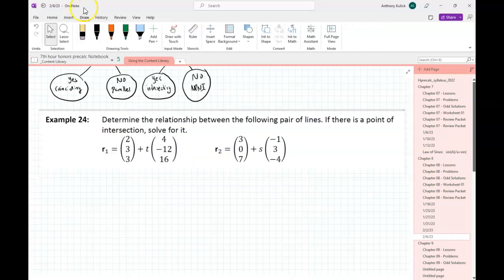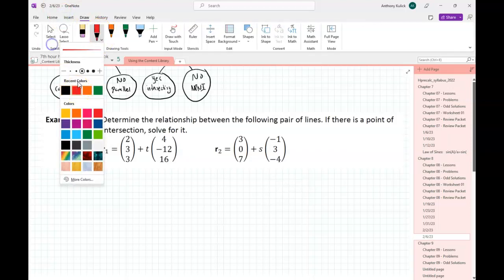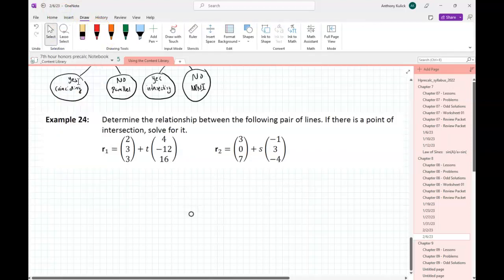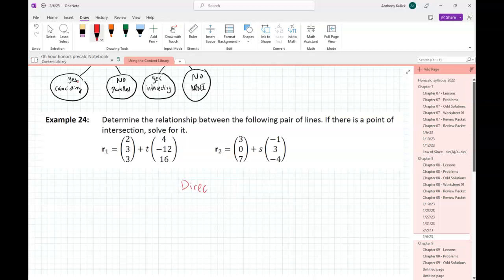All right, so we have: determine the relationship between the following pairs of lines. If there's a point of intersection, solve for it. So the first thing we check for is the direction. To do that, I take the direction vector from one of them and see if it's a scalar multiple of the direction vector for the other. Now this one's pretty easy, right? You should be able to look at this and tell what's going on.